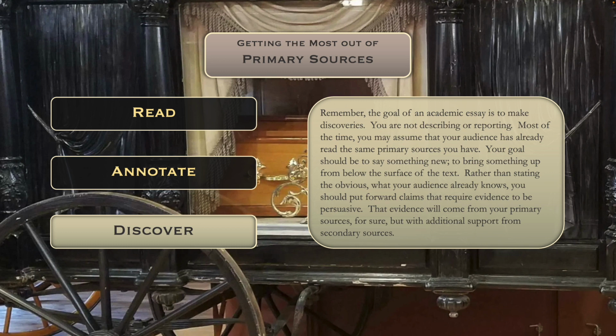Your goal, therefore, should be to say something new, to bring something up from below the surface of the text. So rather than stating the obvious, what your audience already knows, you should put forward claims that require evidence to be persuasive. That evidence will come from your primary sources for sure, but it could also come in the form of additional support from secondary sources, which we will talk about in part 2 of this video series.